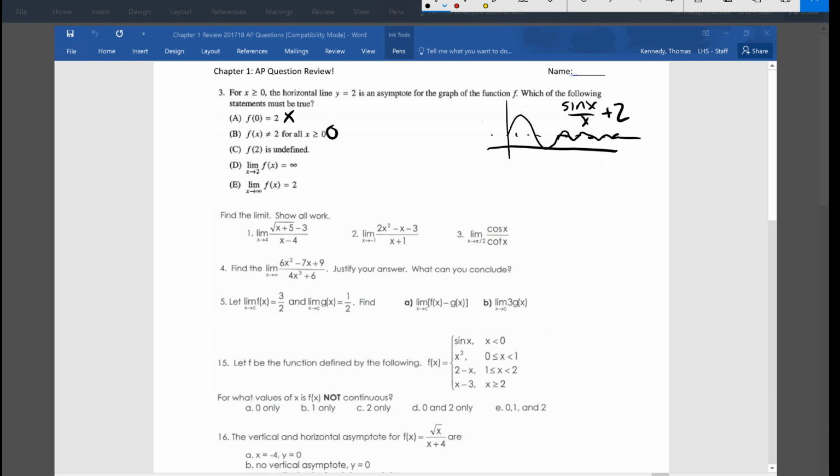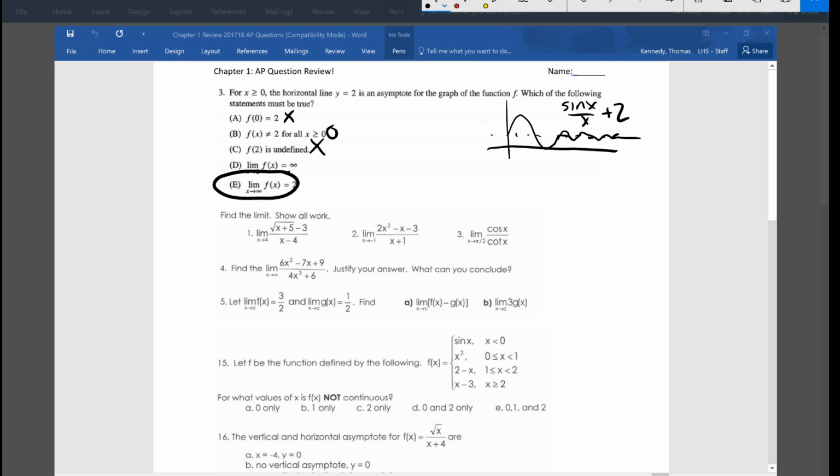Which kind of leads us to our next ones. Well, f of 2 is undefined. Yeah, the x value doesn't matter. We can plug in 2 if we want, maybe. And then our limit as x approaches 2 is infinity. That would be a vertical asymptote at x equals 2. So that's not what our case is here. We have a horizontal asymptote y equals 2. And then lastly, our limit at infinity is 2. Yeah, that's the one thing that has to be true. And this is an actual AP question off the 2003 exam, I think. So yeah, it's pretty tricky. You can see how people only get like 40% on this test.